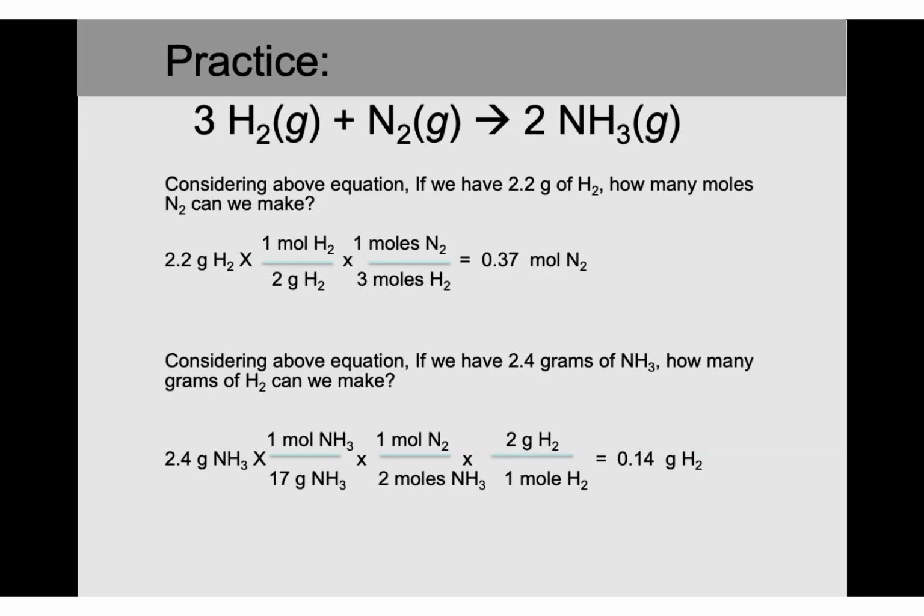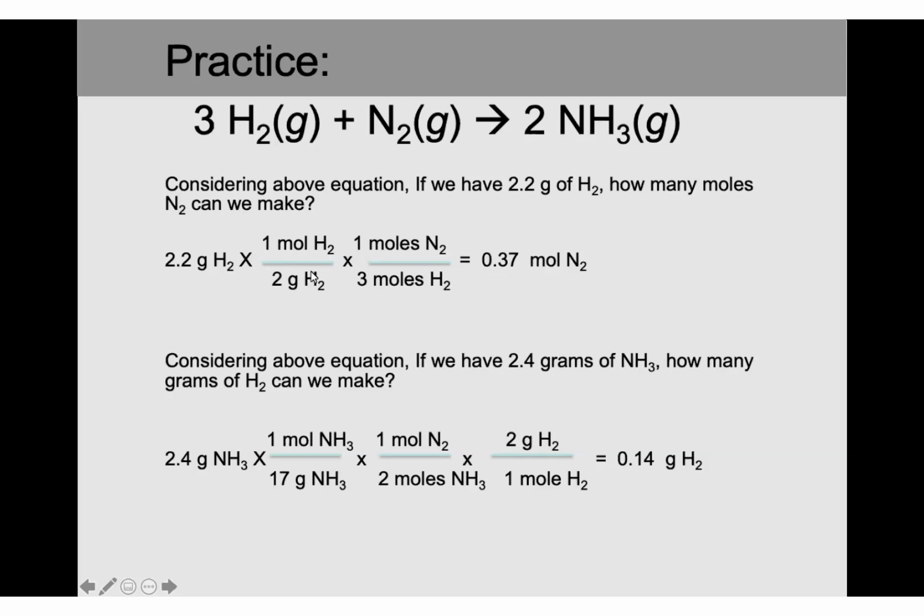We have this equation, which is balanced. I make sure it's balanced. So considering the above equation, if I have 2.2 gram of H2, how many moles of N2 can I make? I first start with a given number, right? What should I do first? Convert to mole of H2.